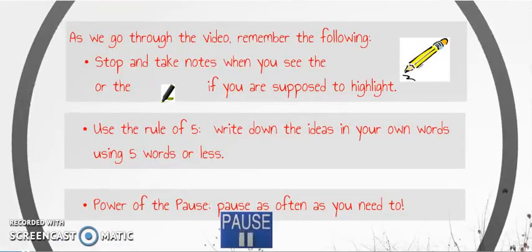Okay, so we'll start by reminding you that when you see the pencil or the highlighter, you need to actually do writing or highlighting in your notes. Use the rule of 5, get it down in your own words, and then pause as often as you need to. But make sure that you're pausing when the pause button pops up.